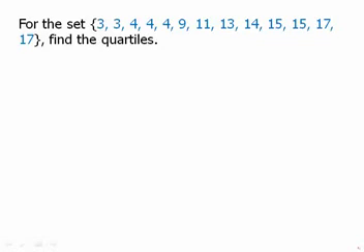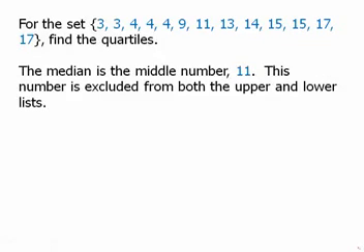Now a totally new set. We're going to find the quartiles again. The median number is 11. This number is excluded from both the upper list and the lower list. So what we have here is a total of 13 numbers. We exclude the 11 in the middle.